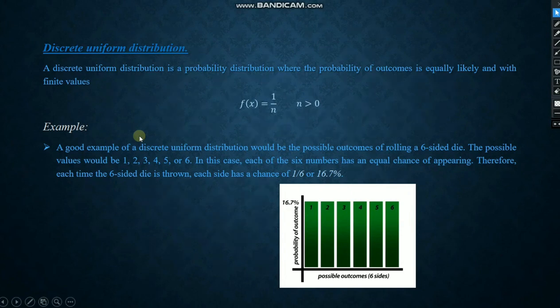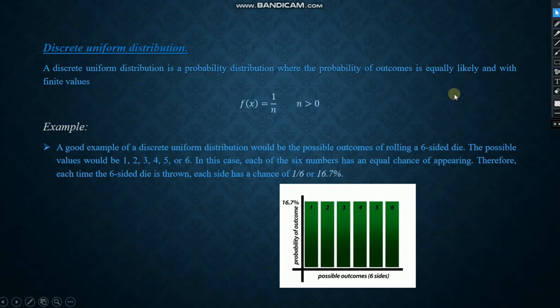A good example of discrete uniform distribution would be the possible outcome of rolling a 6-sided die. Possible values would be 1, 2, 3, 4, 5 or 6. In this case, each of the 6 numbers has an equal chance of appearing. Therefore, each time the 6-sided die is thrown, each side has a chance of 1 upon 6, or 16.7% probability. This 1 upon 6 comes from the formula of the probability mass function.